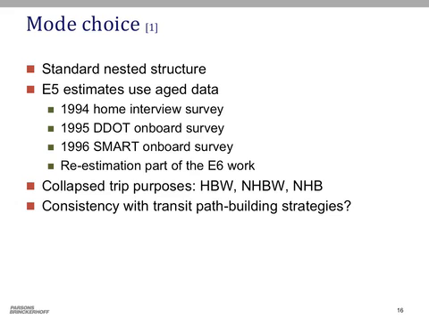In the E5, the current model, they've collapsed the trip purposes down to home-based work, non-home-based work, and non-home-based. A lot of this is based on data limitations. When we reviewed this, Bill Davidson and I were really interested in ensuring that they have consistency between the mode choice coefficients and variables and those used in transit path building.